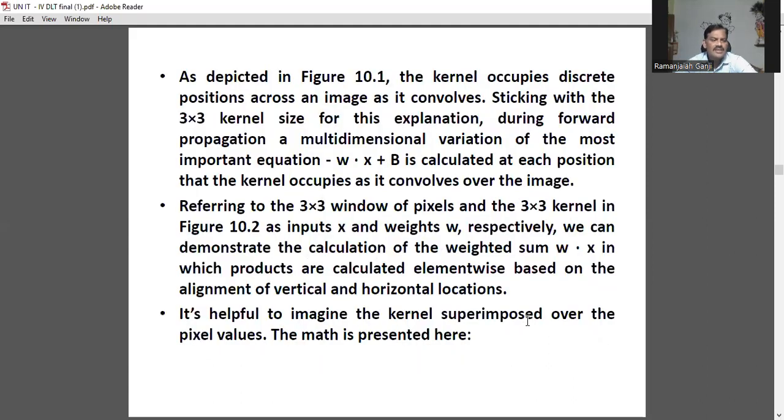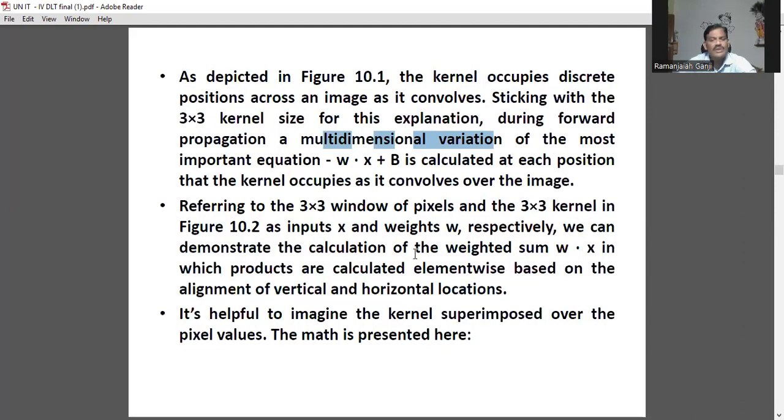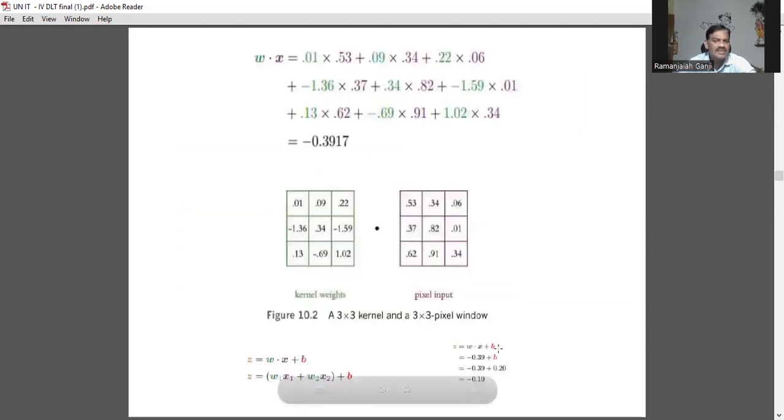Next, in this case, the kernel occupies discrete positions across an image as it convolves. Sticking with a 3 by 3 kernel size for this explanation, during forward propagation, a multi-dimensional variation of the most important equation, W into X plus B, is calculated at each position that the kernel occupies as it convolves over the image. So the 3 by 3 window, input X and weight W can be represented like this.